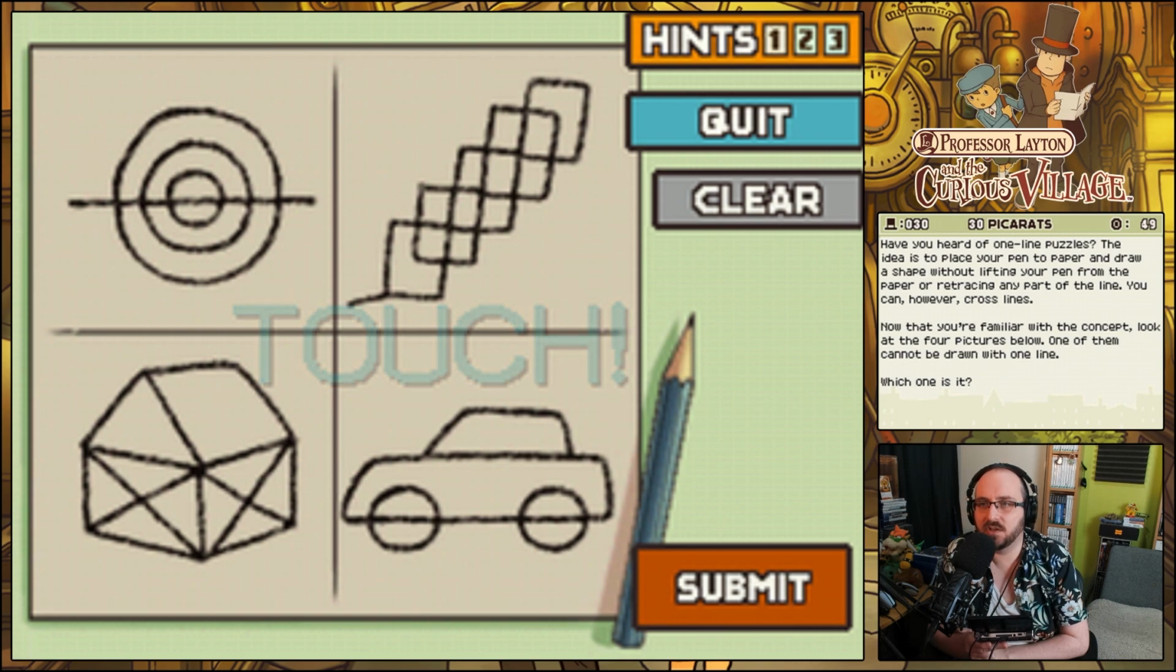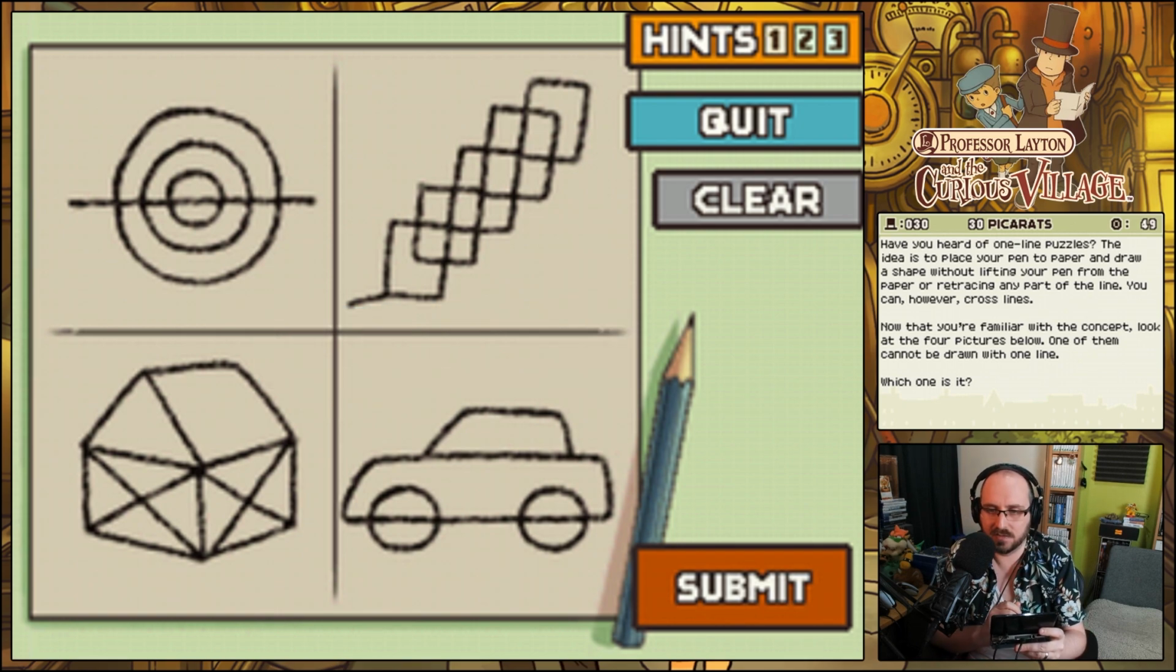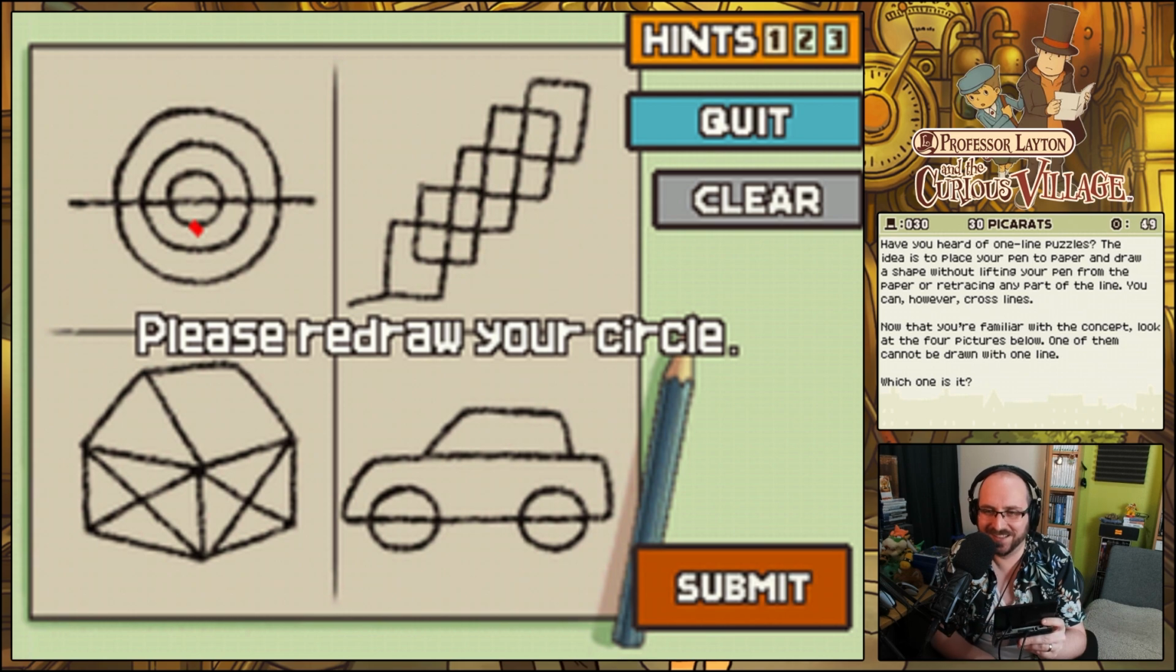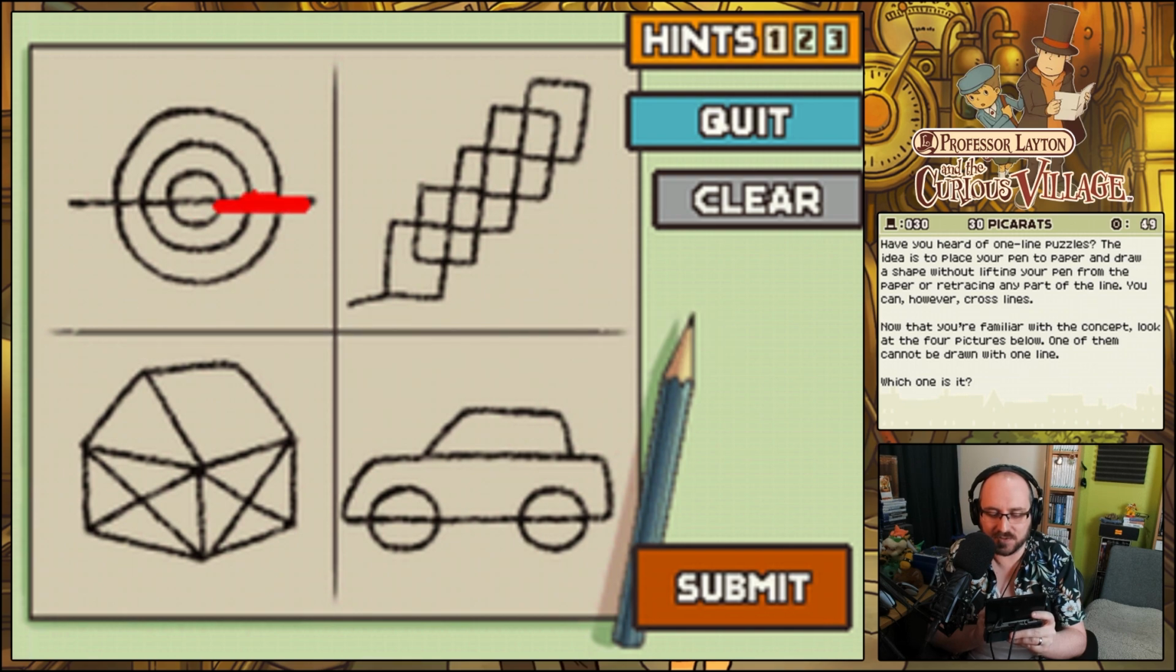Now that you're familiar with the concept, look at the 4 pictures below. One of them cannot be drawn with one line. Which one is it?